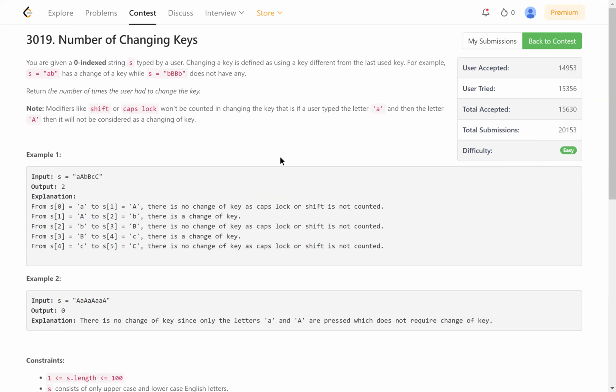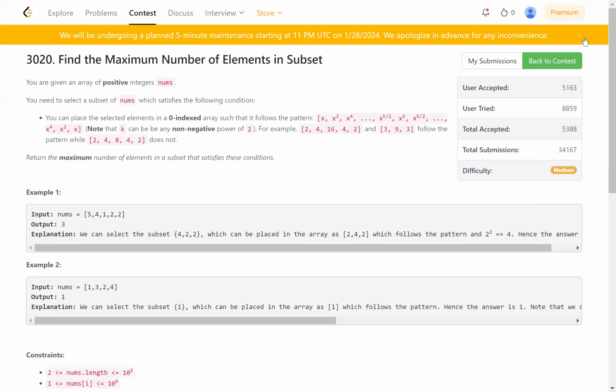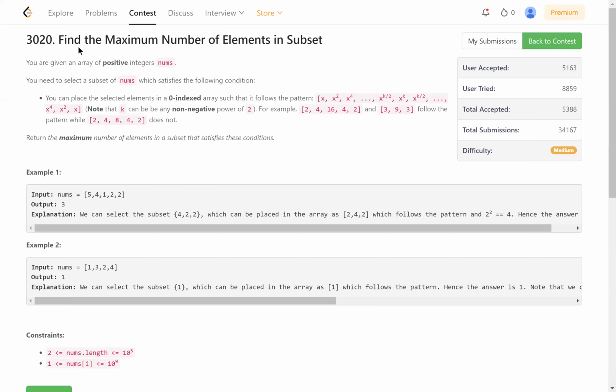So let's move on to the next problem. This is the B problem of the contest. Find the maximum number of elements in subset.